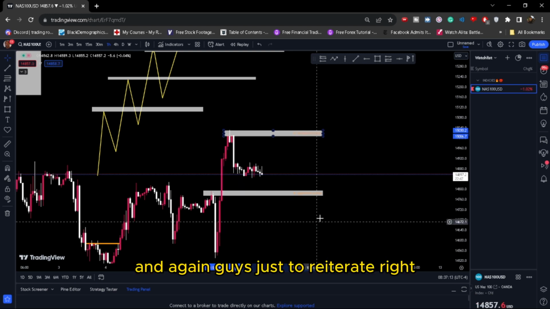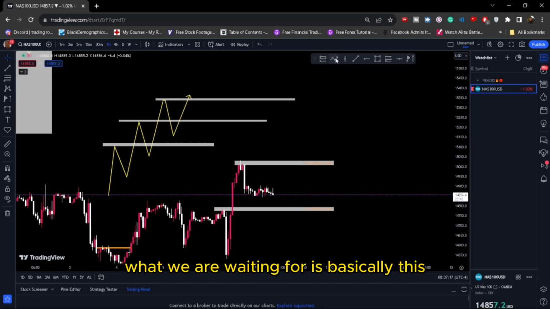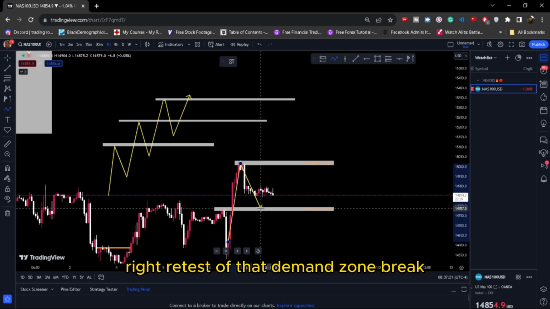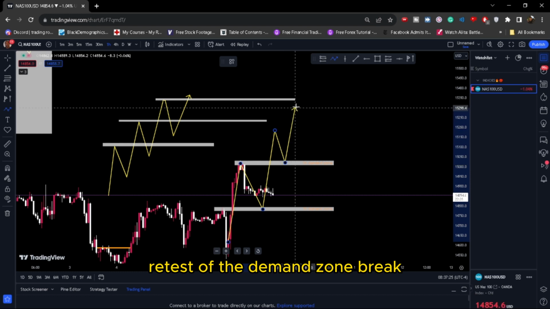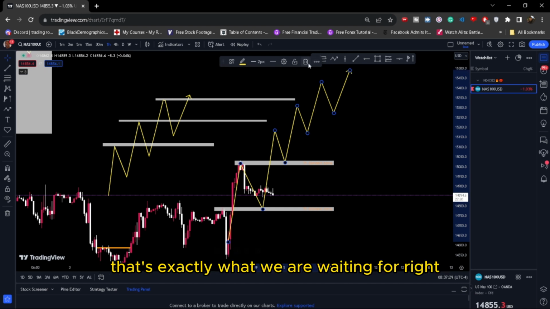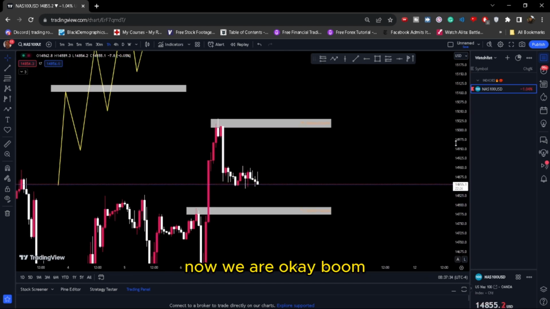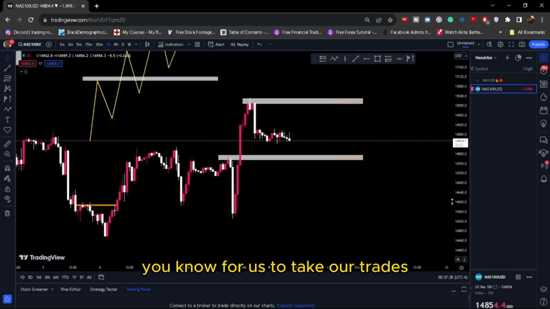And again, guys, just to reiterate, what we are waiting for is basically this: retest of that demand zone, break. Retest of the demand zone, break. Retest, break. That's exactly what we are waiting for. So with that being said, now we know this is where price has to come to for us to take our trades.